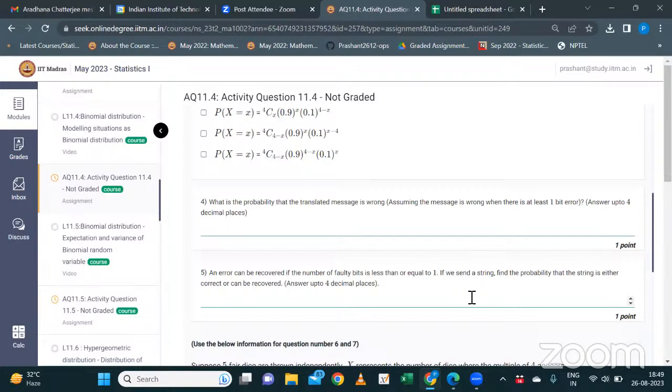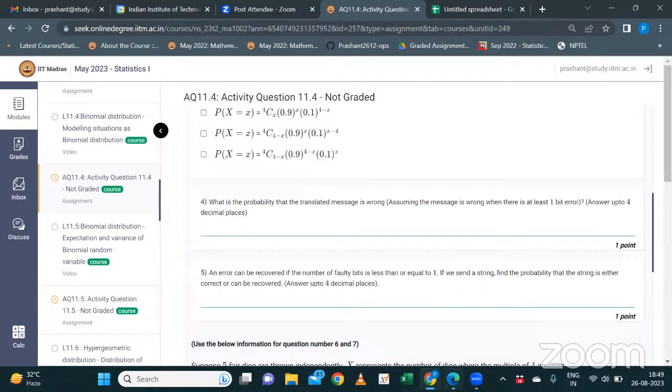Okay, no problem. Tell me one thing. The question is find the probability the string is either correct or can be recovered, right? So when will it be recovered? When the fault is either one or less than one, basically less than or equal to 1, right? Yes. Suppose X is denoting that scenario.